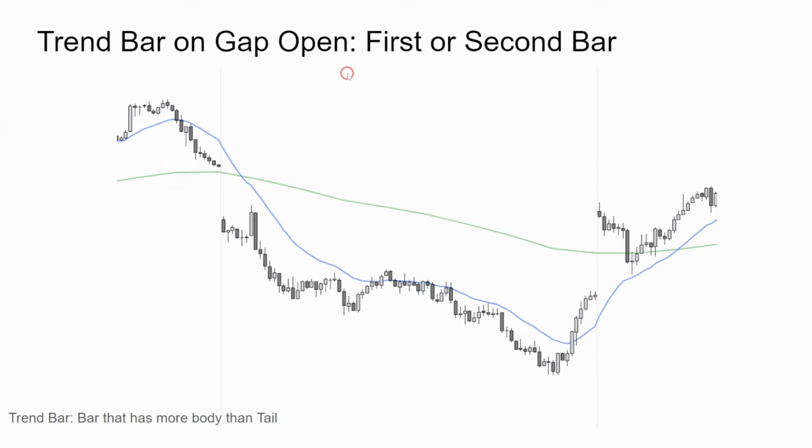Trend bar on gap open, first or second bar. So a trend bar is a bar that has more body than tail. So this black bar, that's a trend bar, and this bar right here, that would be a range bar. So when we see a trend bar at the open, right here, we can look for a trend. Here we had continuation and then a pullback, it reversed lower and sold off all day.